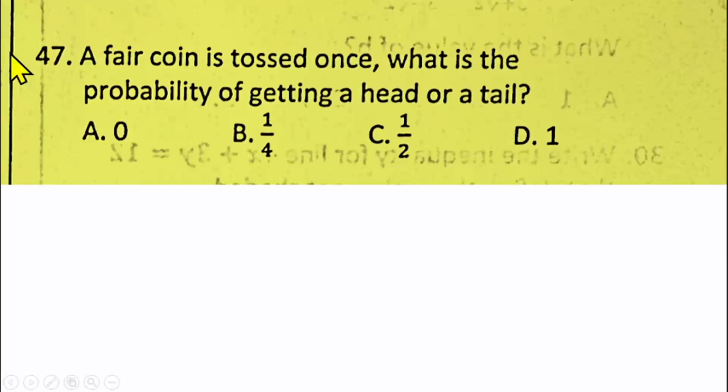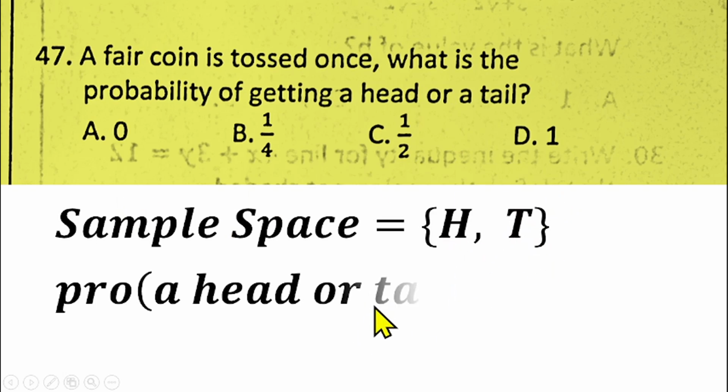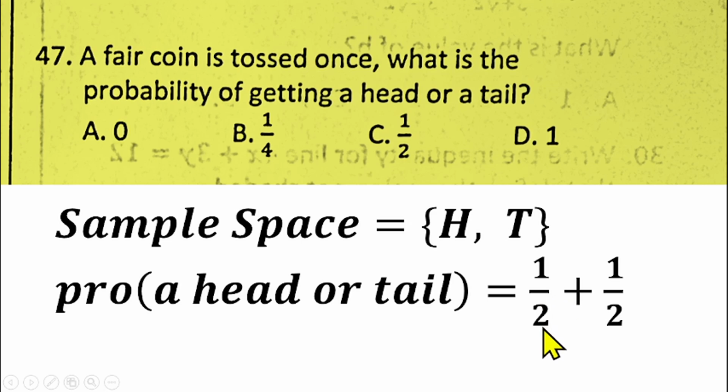Question number 47 is from probability also. A fair coin is tossed once. What is the probability of getting a head or a tail? The probability of getting a head is half, and the probability of getting a tail is also half. Or means plus. The sample space for a coin is head, tail. So the probability of a head or a tail will be 1 over 2 plus 1 over 2, which gives us 1. So that will give us option D.